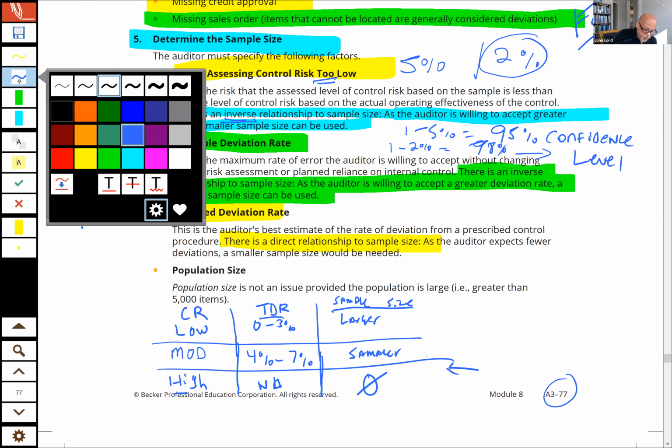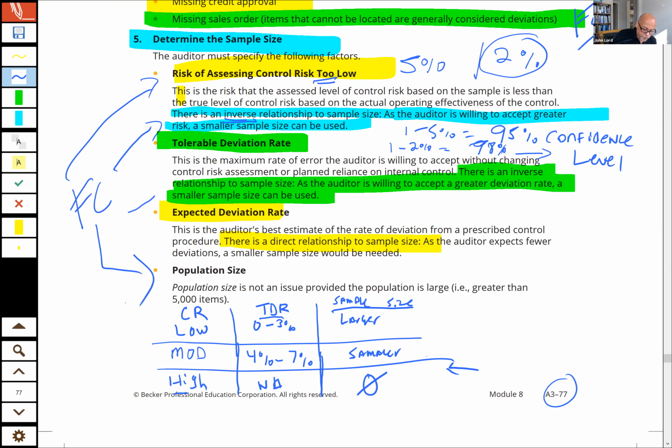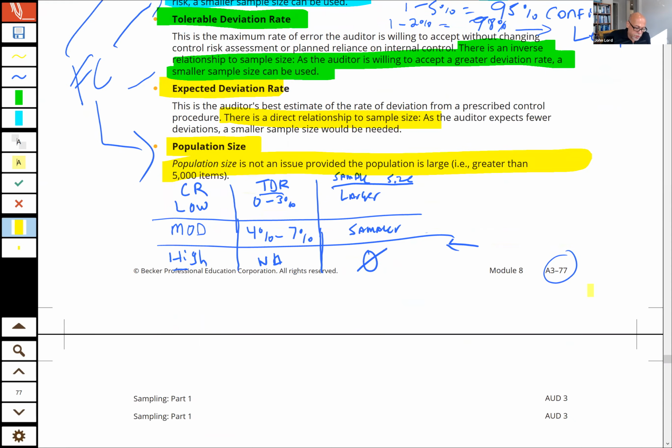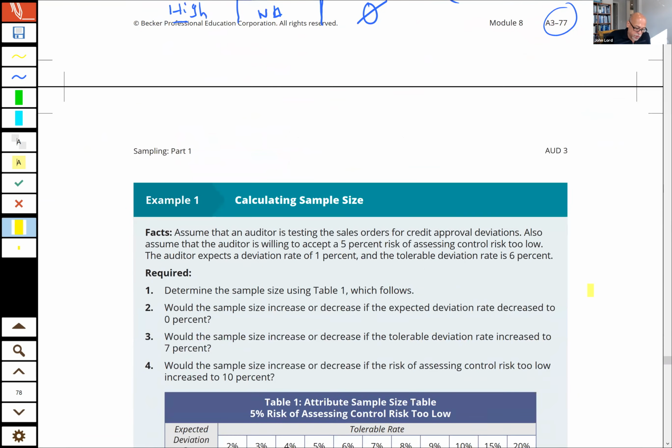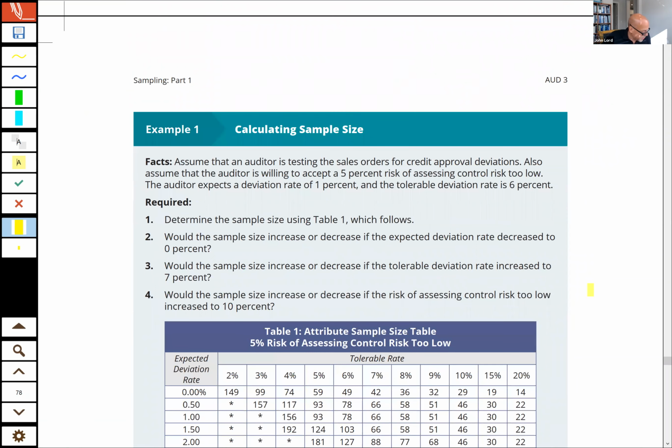Okay, and then finally, you can flashcard here that for our attribute testing, population really does not have an effect on sample size for relatively large populations, meaning those that are greater than 5,000. Okay, all right, guys, got to flashcard that, got to understand that. Lots of questions that ask you how these different things affect sample size.